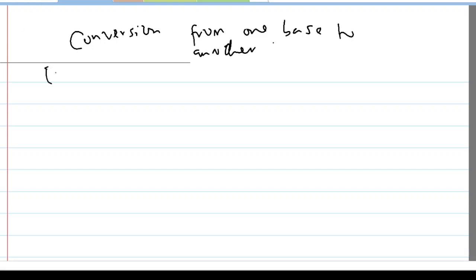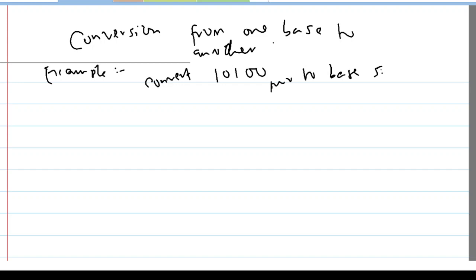For example, suppose I have a question that says convert 10100 base 2 to base 5. Don't forget I told you, you are all aware that when you say a number is in base 10, it is regarded as a standard base. What you've done before is convert numbers from base 10, the standard base, to other bases, and from other bases to base 10. But how do you now convert a number from one base to another?